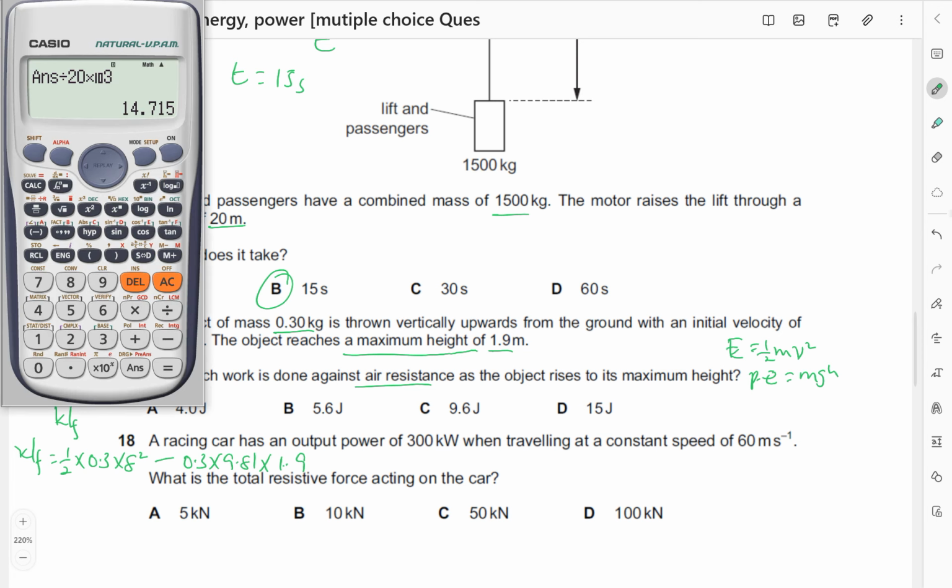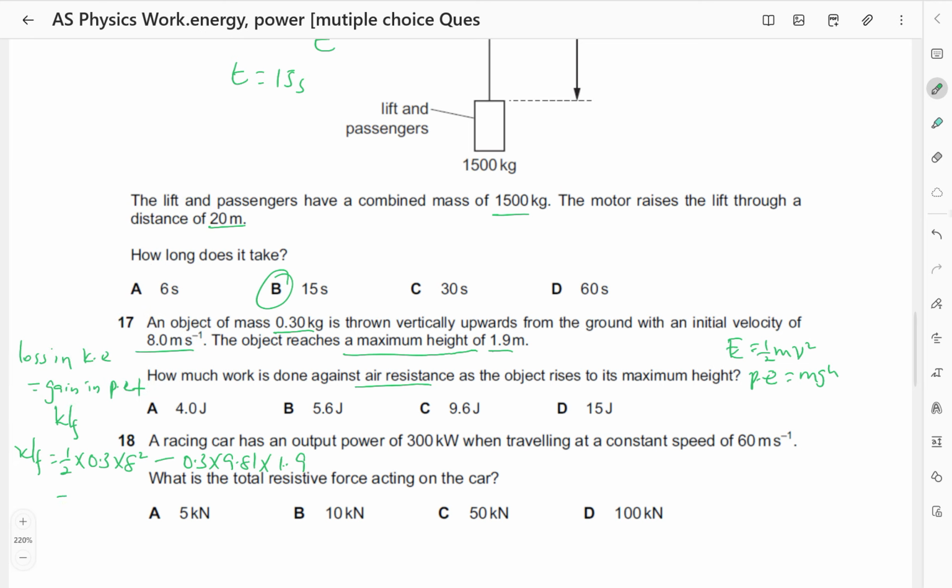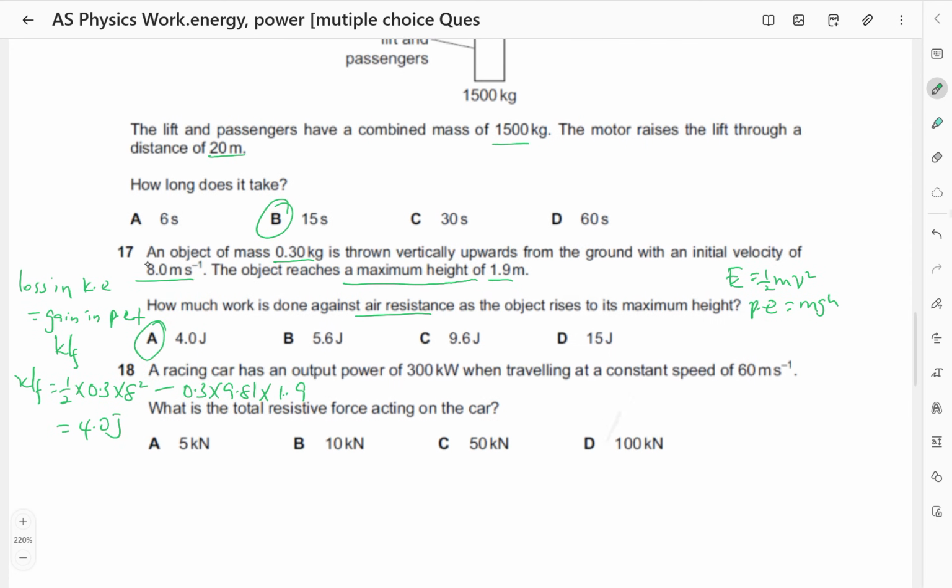So I'll just check this on my calculator for work done. A half is 0.5 times 0.3 times 8 squared minus, open brackets, 0.3 times 9.81 times 1.9. So this is giving me 4.0083. That means the work done is 4.0 joules. So the answer is going to be A.